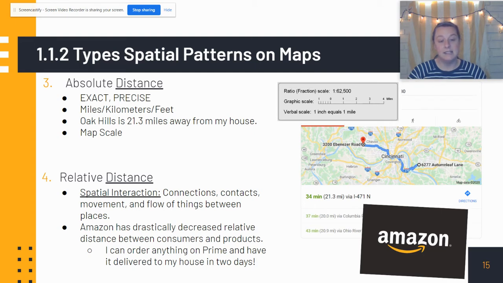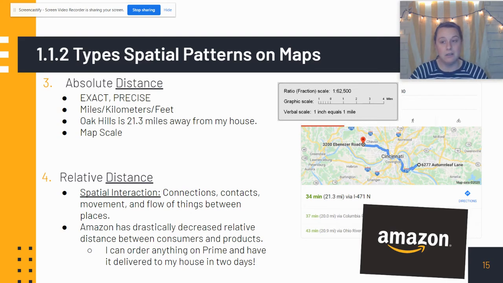And it has to do with spatial interaction. So connections, contacts, movement, flow between places despite their absolute difference. Now, you're probably like, what do you mean, right?